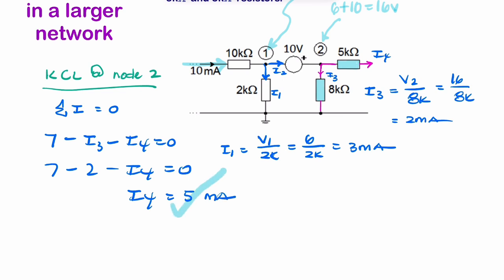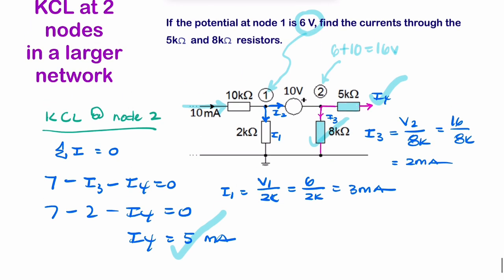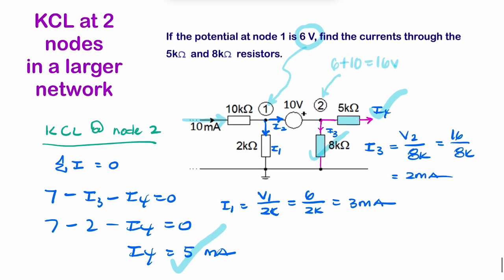So we found the current that would pass through this resistor if it were part of a larger network. We found the current that would pass through this resistor. And as a bonus, we found the current that would pass through this resistor. So that's how you would answer a question like this.